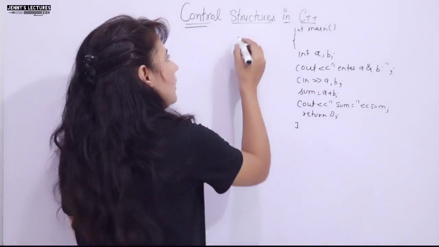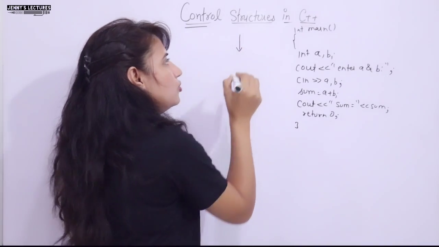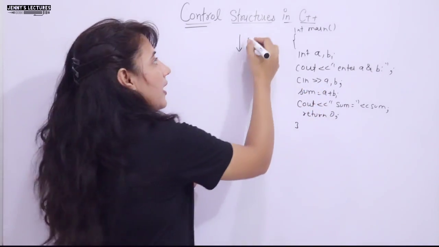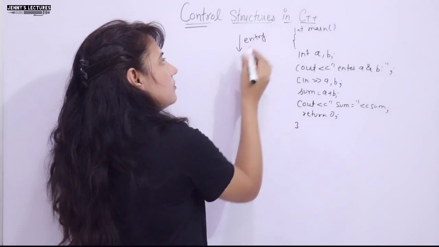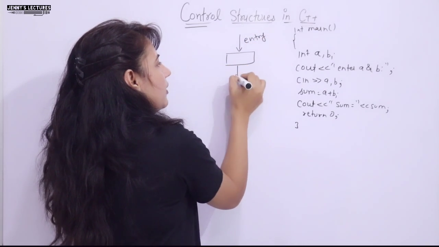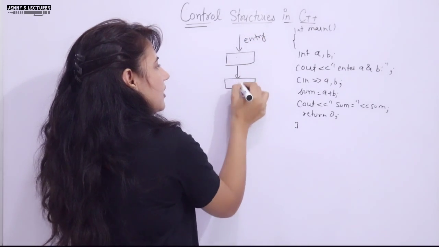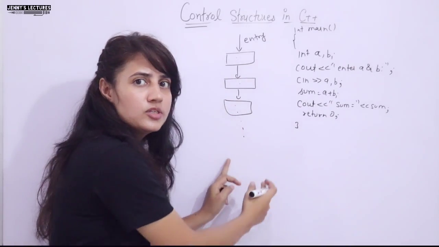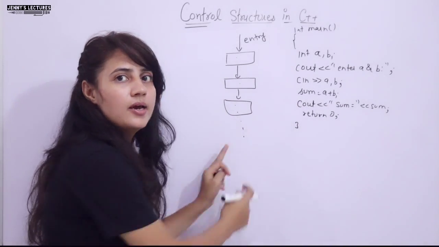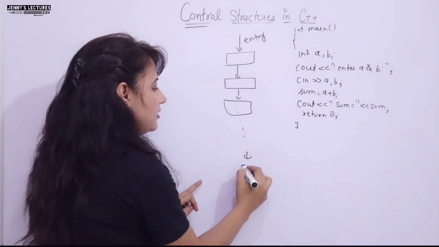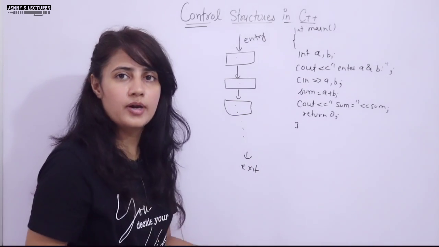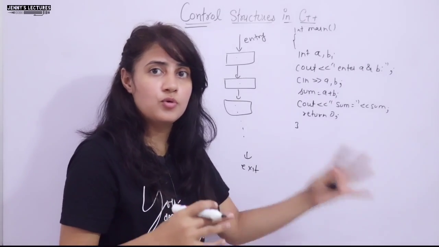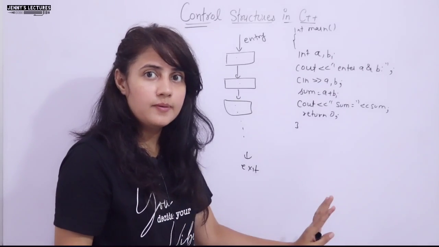So simply you can show it with a flowchart: enter into the program, the entry point is the main function, and one by one the statements would be executed. Statement 1, statement 2, statement 3, statement 4. However many statements there are in a sequence, all the statements would be executed line by line, and at last exit from the program. This is the default control structure of a program, right?